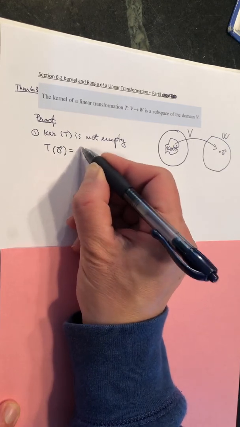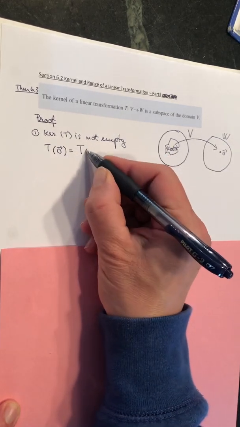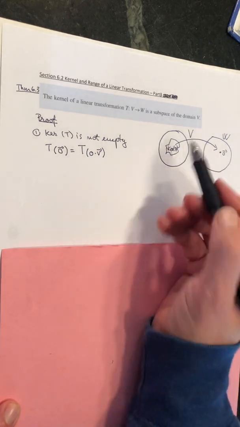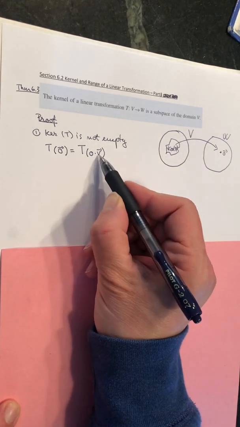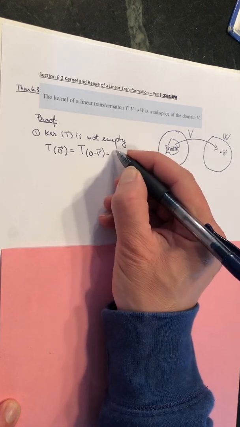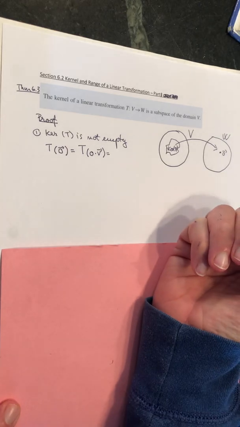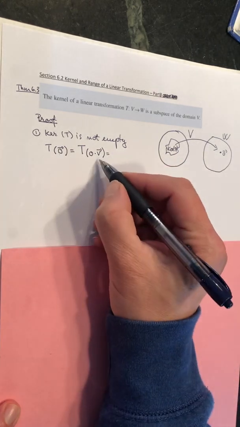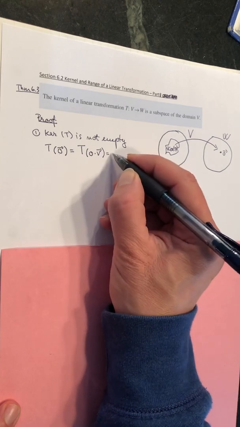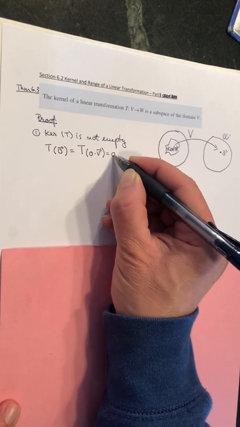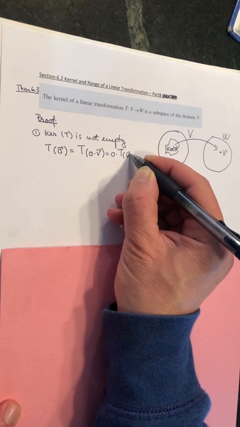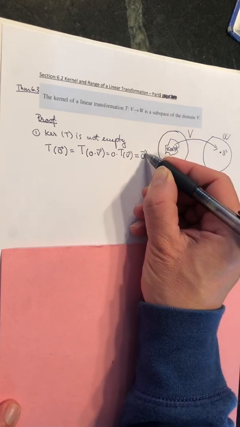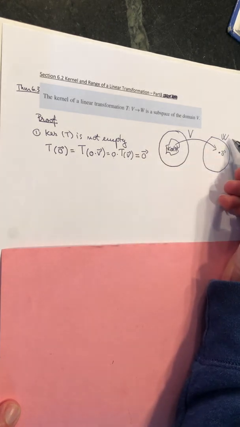So I am going to write the zero vector in V as the scalar zero times some vector in V. Because V is a vector space, 0 times V will have to equal the vector 0, because this is one of the vector space axioms. Now we apply the fact that T is a linear transformation, so the constant can come out front. So now this is the scalar 0 times the image of V. Whatever the image of V is, if we multiply that by 0, we are going to get the vector 0 because this operation happens in W, which is also a vector space.